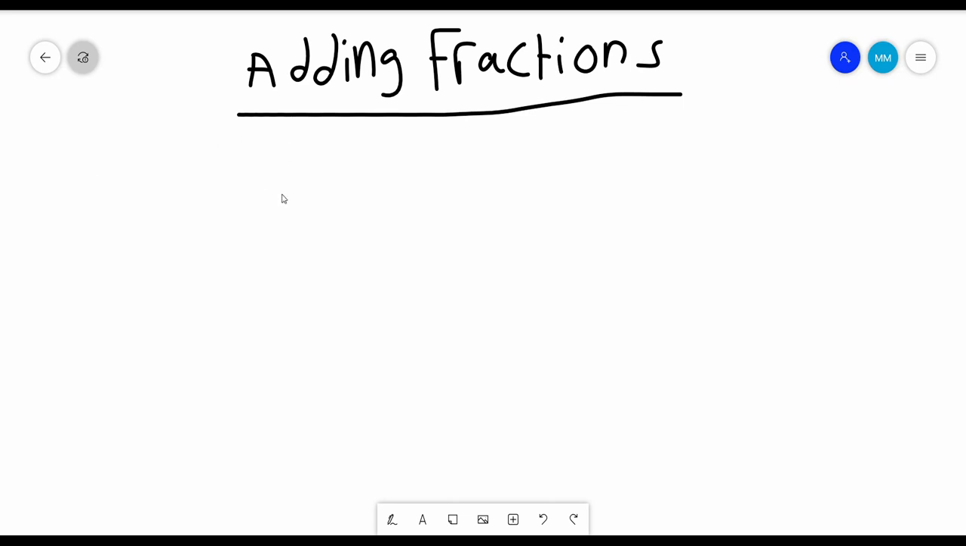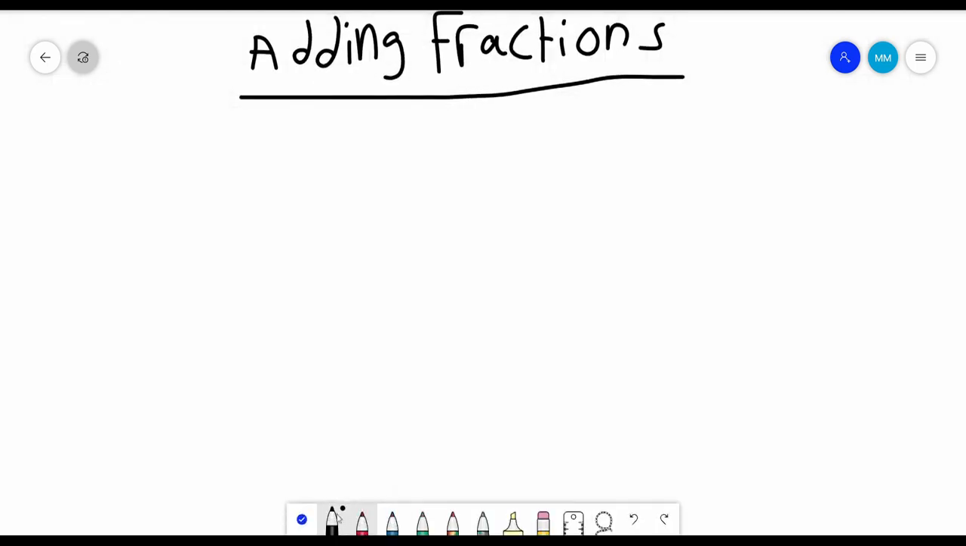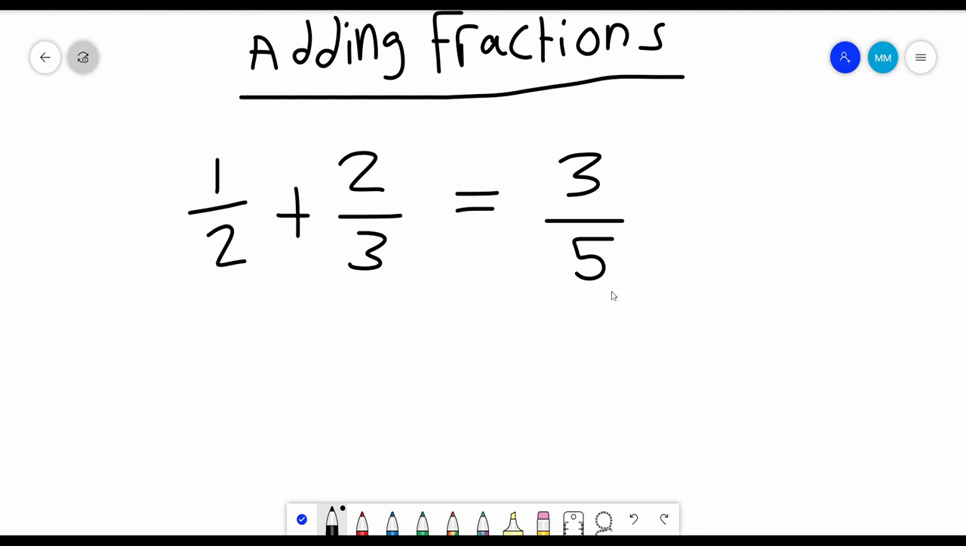So adding fractions, this confuses a lot of students because they make the following mistake. They might see a question like 1/2 plus 2/3, and then they will add along the top, so they'll write 3/5. You cannot do that. It is wrong. Utterly wrong. So let's do it the right way.